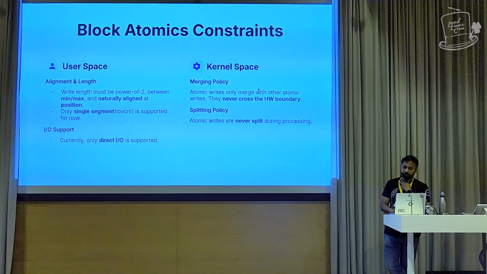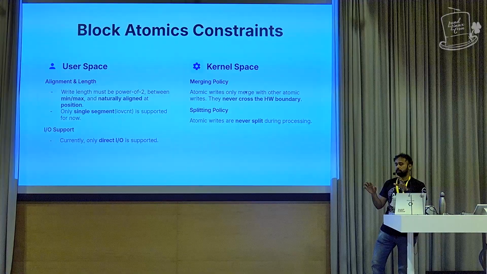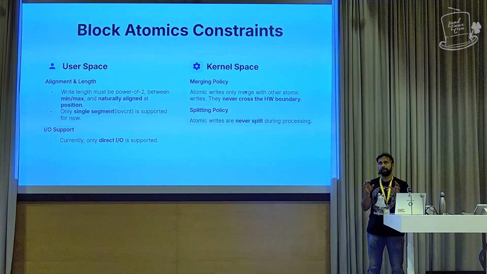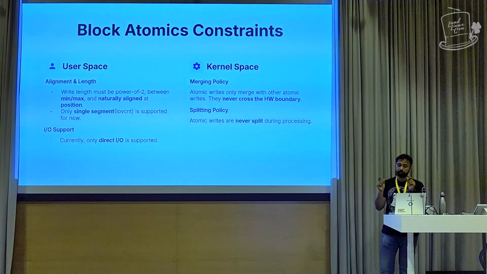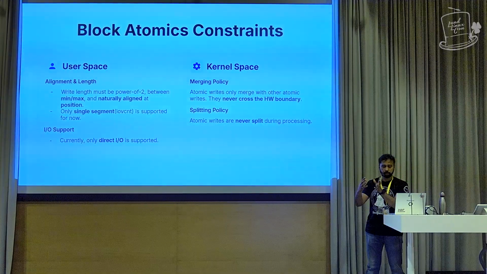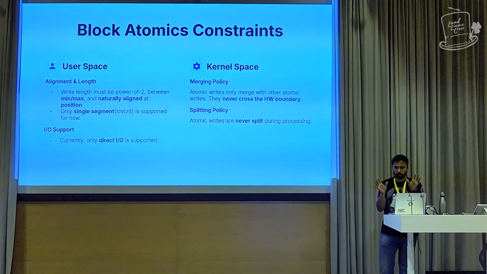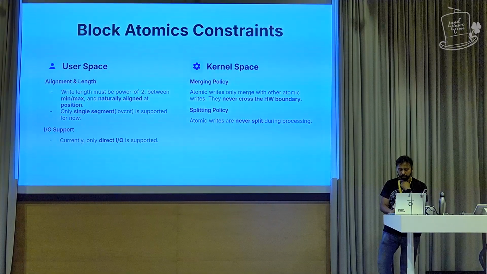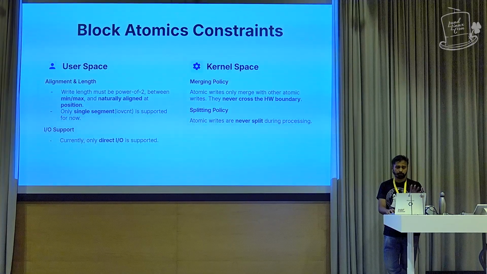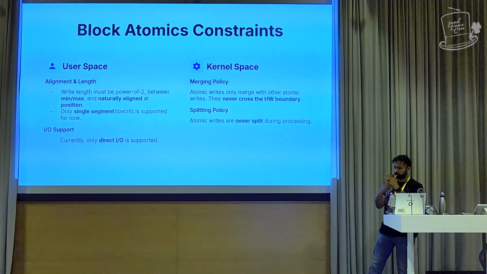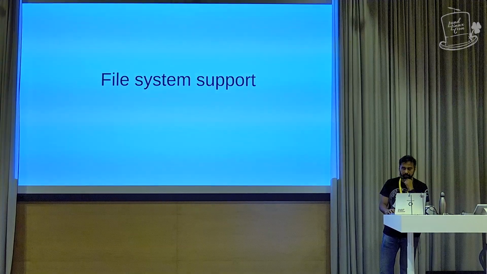For the kernel itself, the kernel will make sure it doesn't merge atomics if it cannot guarantee that they can go to the device in one IO. So for example, if you send two IOs and they straddle the boundary of the atomic itself, it's going to say, okay, I'm not going to merge it, just send it as two different IOs. And it will always make sure it doesn't split the atomic writes. Until now I've talked only about how things are plumbed in the block layer. Now let's talk about the file system.